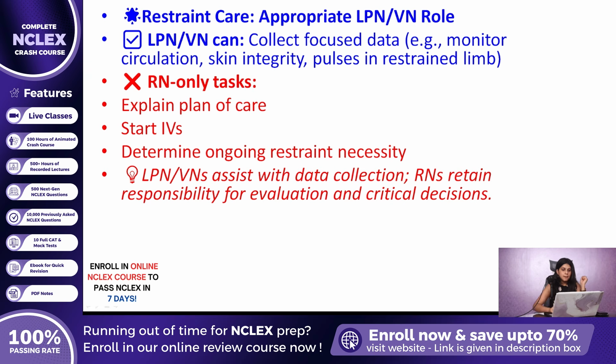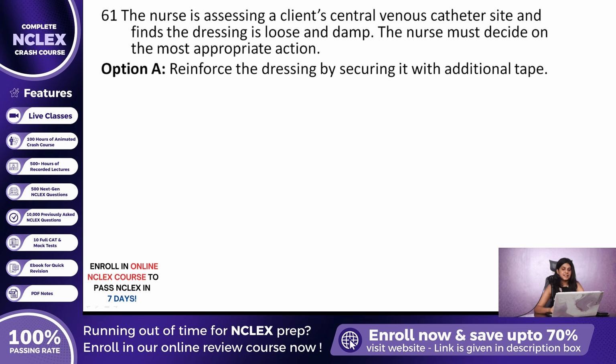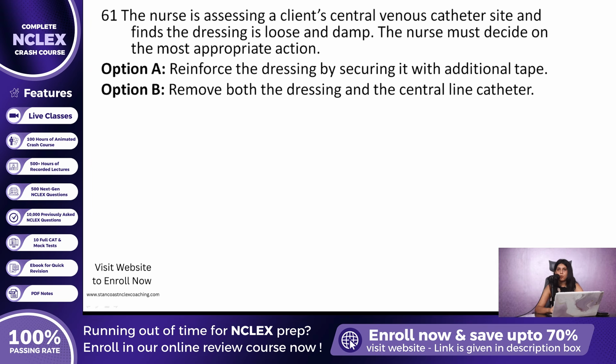Question 61. Moving on, let us review central line care. The nurse is assessing a client's central venous catheter site and finds the dressing is loose and damp. The nurse must decide on the most appropriate action. The options are: Option A, reinforce the dressing by securing it with additional tape. Option B, remove both the dressing and the central line catheter. Option C, clean the site and apply a sterile new dressing using proper technique. Option D, apply a clean occlusive dressing directly over the old dressing.